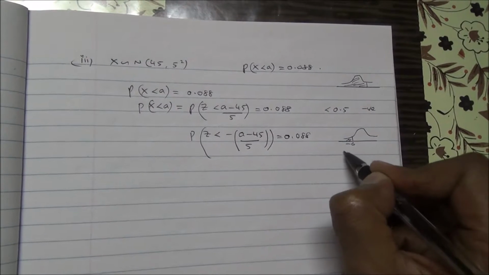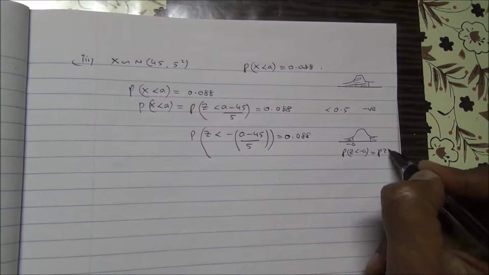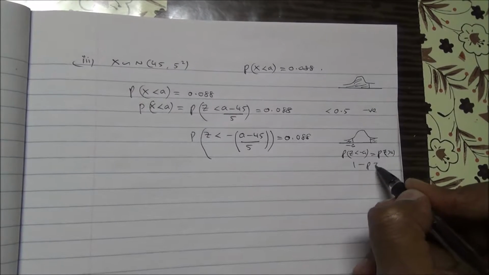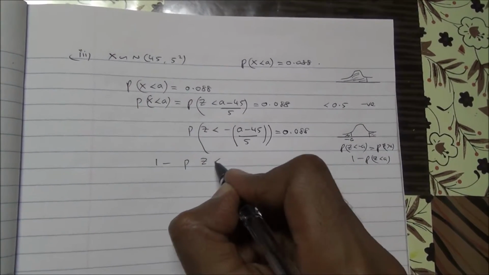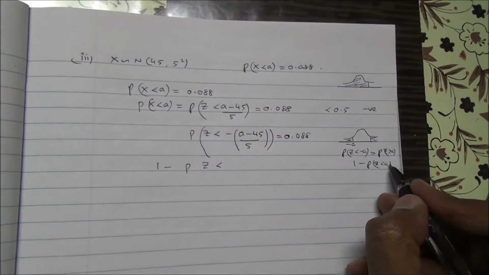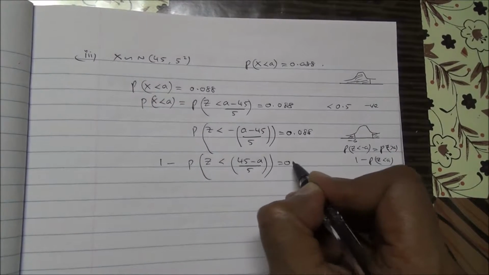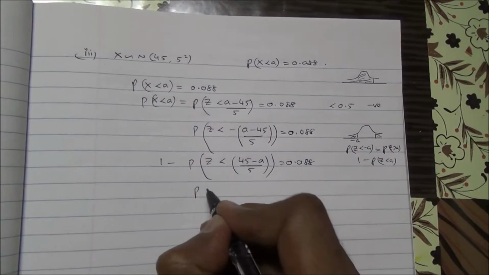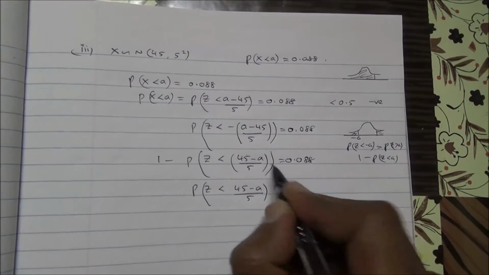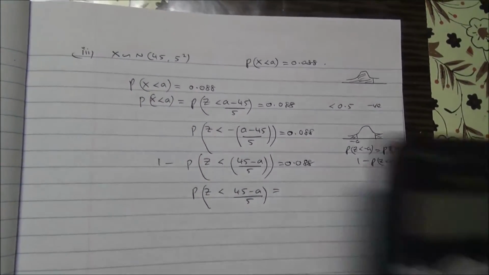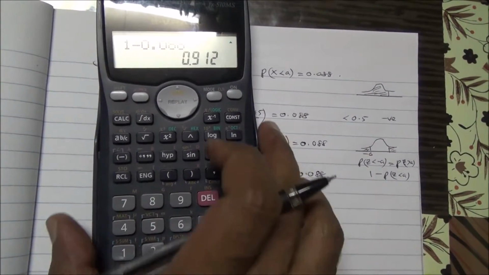So this is minus a. P of z being less than minus a is equal to P of z, if you reflect on the other side, of z being greater than a. That's going to be 1 minus P of z then being less than a. So 1 minus the probability of z being less than, this is negative, becomes now positive, (45 minus a) over 5. And all of that's going to be equal to 0.088. So P of z being less than (45 minus a) over 5 is equal to 1 minus 0.088, it's going to give us 0.912.